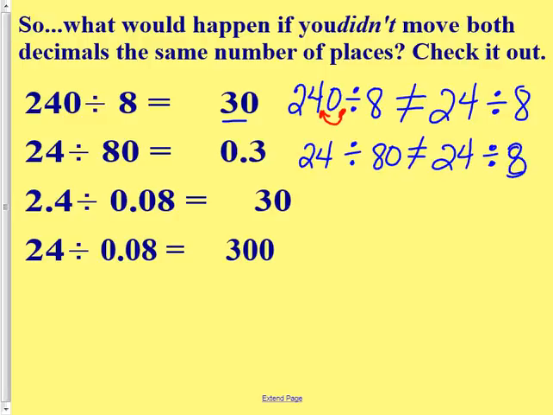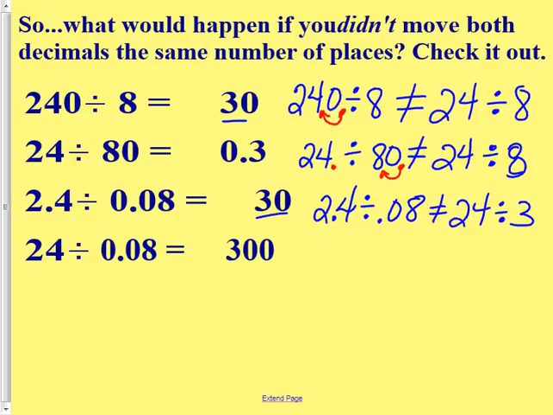Oops, let's make that an 8. All right. So again, 24 is 24, but here for the 80, I would have to move 1 to the left. That's not moving the decimals both the same way. 2 and 4 tenths divided by 8 hundredths does not equal 24 divided by 8 because 2 and 4 tenths divided by 8 hundredths is 30. 24 divided by 8, of course, is 3.